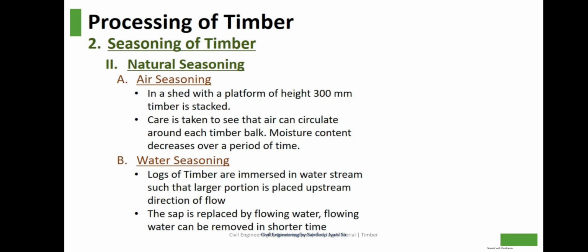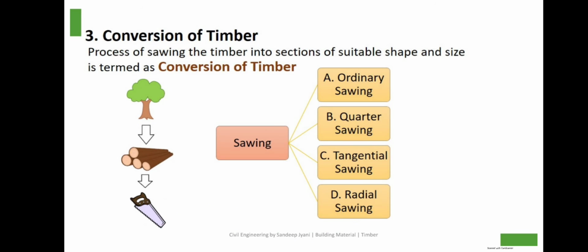Water seasoning. Logs of timber are immersed in a water stream such that the larger portion is placed in the upstream direction of flow. The sap is replaced by flowing water. Flowing water can be removed in a shorter time.